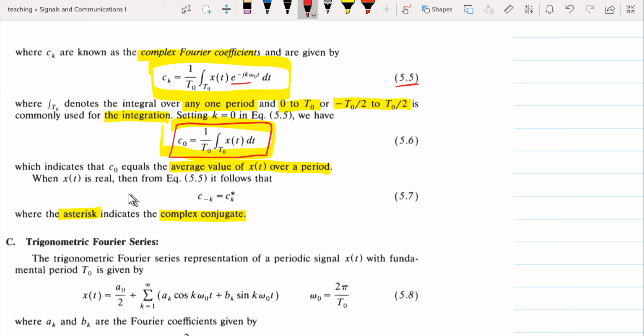And when x(t) is real, then equation 5.5 implies that c minus k is equal to the complex conjugate of c k. And you will see these things when we start doing the examples.